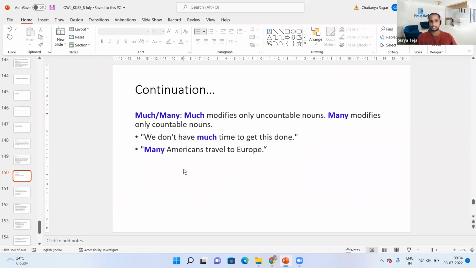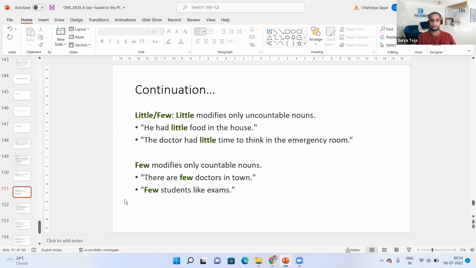If you see the next example, many Americans travel to Europe. Americans is the noun here. It is a countable noun. So many is actually used, not much. You won't say much Americans travel to Europe. We would say many Americans travel to Europe. So that is the difference between much and many, unlike some or any. Much is used for uncountable nouns. Many is used for countable nouns.